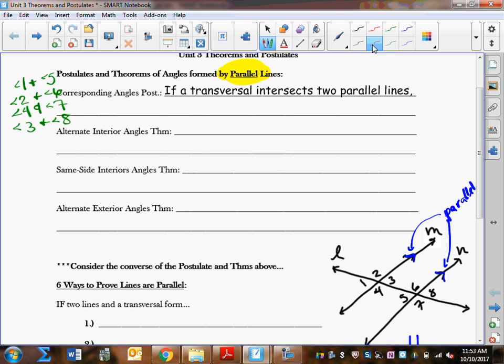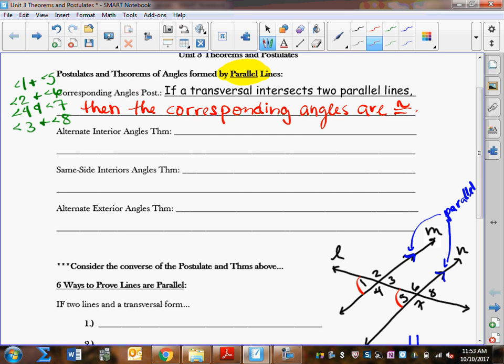If a transversal intersects two parallel lines, then the corresponding angles are congruent. If a transversal intersects two parallel lines, then corresponding angles are congruent. So let's take a look at what that means in a picture. We said 1 and 5 are corresponding, so I could say that 1 and 5 are congruent. Do they look congruent to you?